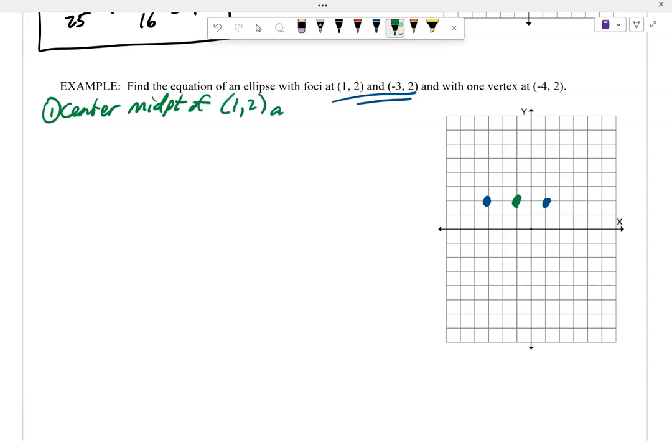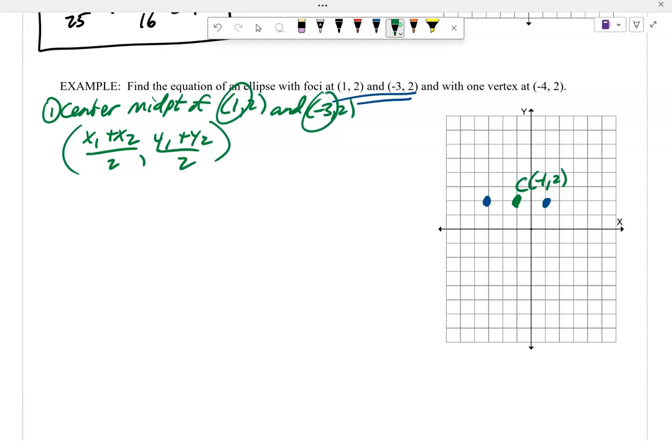You can either use the midpoint formula or just count it. It's pretty easy to see that negative 1, 2 would end up being your center. But if you want to use the midpoint formula, it's (x1 plus x2) over 2, (y1 plus y2) over 2. So x1 plus x2, 1 plus negative 3 is negative 2, over 2, and then (y1 plus y2) over 2. So it looks like I got (-1, 2). There's our center, just to verify it algebraically.